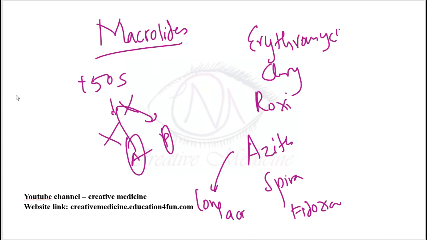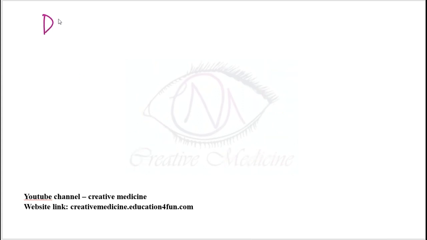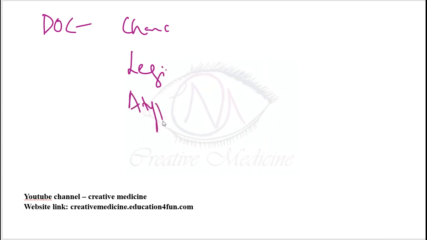So what is the drug of choice for macrolides? Macrolides are actually the drug of choice for organisms like chancroid, that is caused by Haemophilus ducreyi, and also Legionella. Macrolides can be used for Legionella. They can be used for atypical pneumonia. Then they can be used in whooping cough. And they are also used off-label for diabetic gastroparesis.